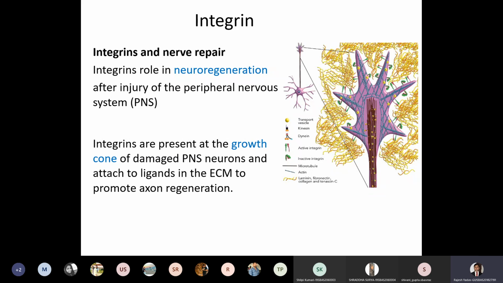So the role of integrin is neuro regeneration in the peripheral nervous system. It is not seen in the central nervous system. So you can see the figure. This is the neuron, and the thread-like structures present around the neurons are the integrins. The integrins are present at the growth cone of the damaged peripheral nervous system neurons. This yellow color represents the integrins.